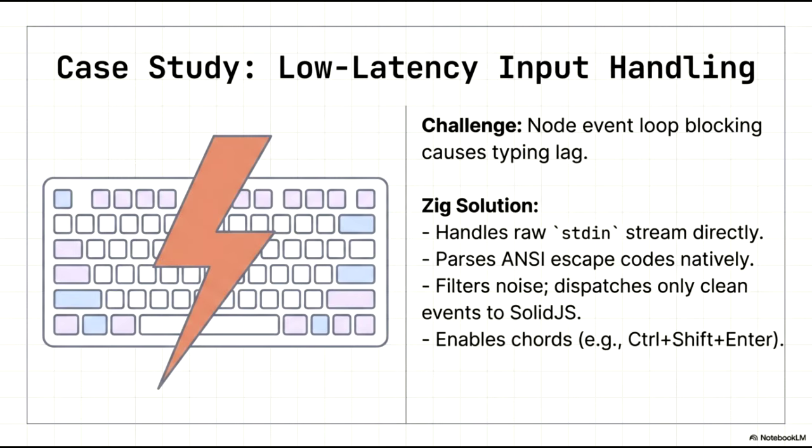In our case study on low-latency input handling, we address the common challenge of typing lag caused by Node.js event loop blocking. To overcome this, we implemented a Zig-based solution that interacts directly with the raw stdin stream. By parsing ANSI escape codes natively, the system efficiently filters out input noise and dispatches only clean, high-priority events to the SolidJS frontend. This low-level approach significantly reduces latency and enables the reliable use of complex key chords, such as Ctrl plus Shift plus Enter, ensuring a responsive and seamless user experience.